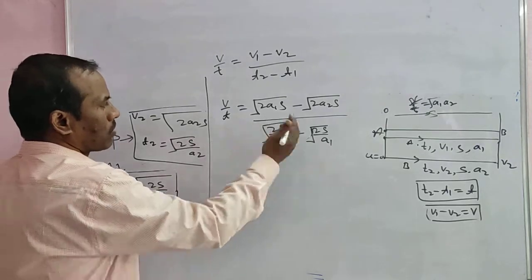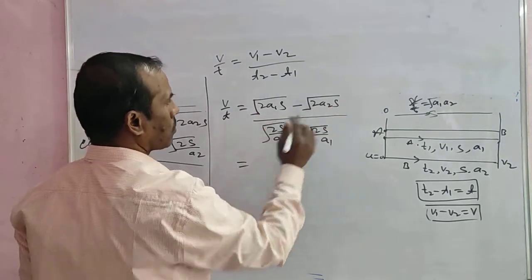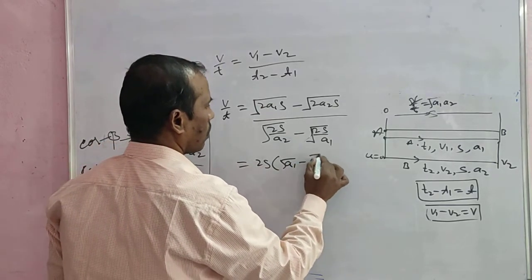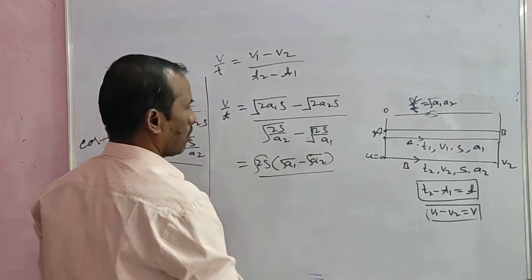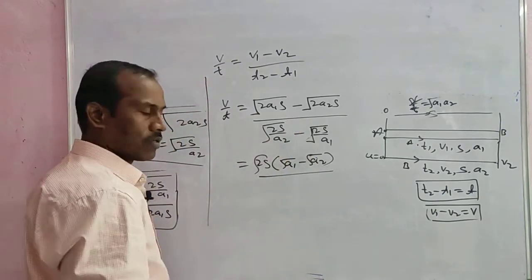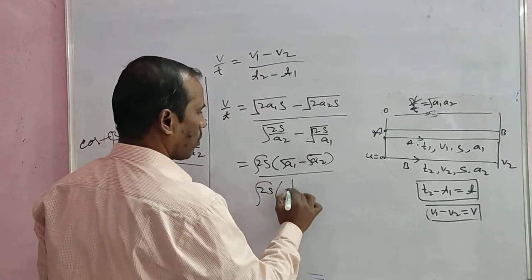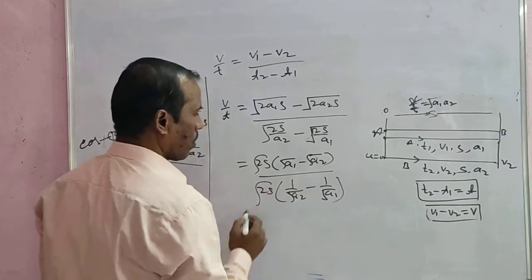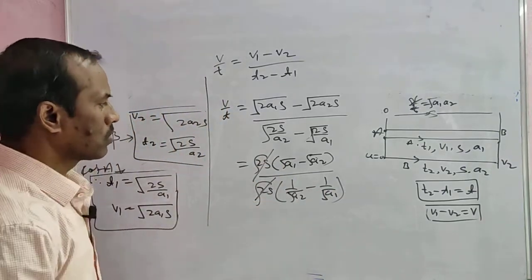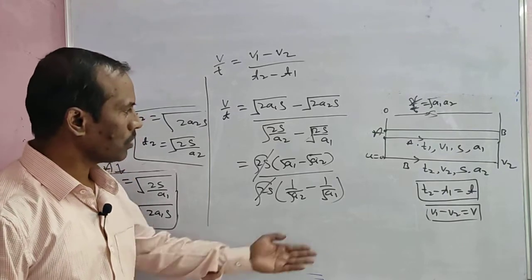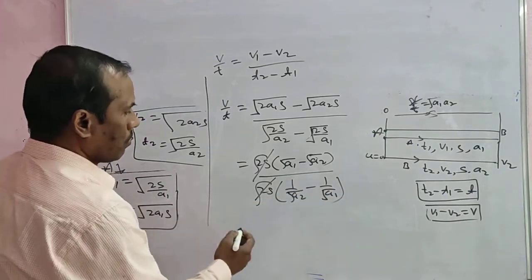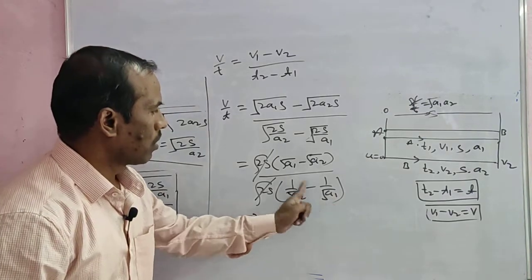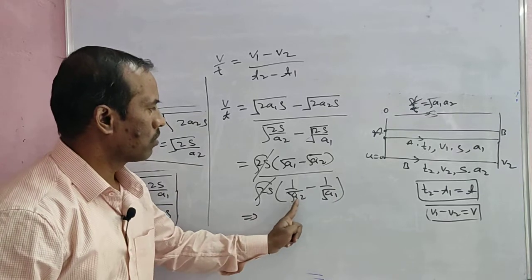Simplifying, taking 2s common: under root a1 minus under root a2, divided by under root 2s times 1 by under root a2 minus 1 by under root a1. Here 2s is a constant, so under root 2s cancels. Taking the LCM, we get under root a1 minus under root a2 in the numerator.